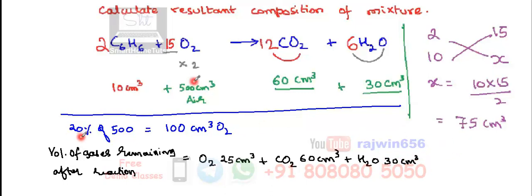Now 500 cm³ of air is there, in which 100 cm³ is oxygen. It means 400 cm³ of other remaining gases other than oxygen will be present. So the last part of this is going to be 400 cm³ of gases, of course from air, other than oxygen. You can take down all of these things. If you have any questions, you can ask me.